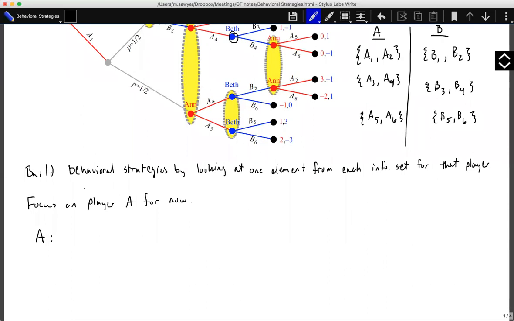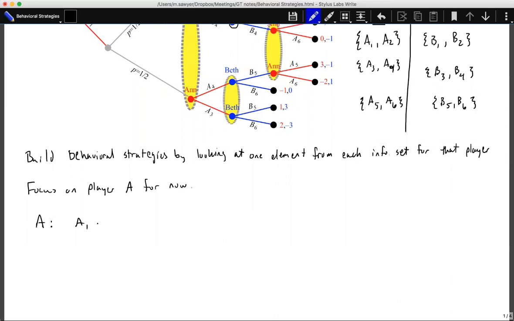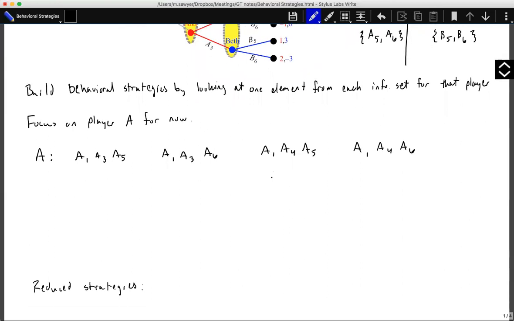So let's consider the different combinations that A could choose. A could choose A1, A3, A5, or A1, A3, A6. That is, A1 in the first information set, A3 in the second information set, and A5 or A6 in the third information set. A could choose A1, A4, A5, or A1, A4, A6. Those are options: A1 in the first information set, A4 in the second information set, and A5 or A6 in the third information set. A could also choose A2, A3, A5; A2, A3, A6; A2, A4, A5; and A2, A4, A6. These are the 8 possible combinations of A's moves, but some of these moves might not be necessary.